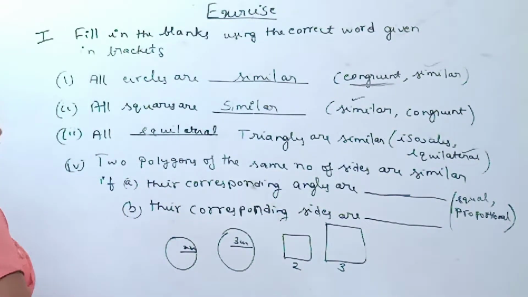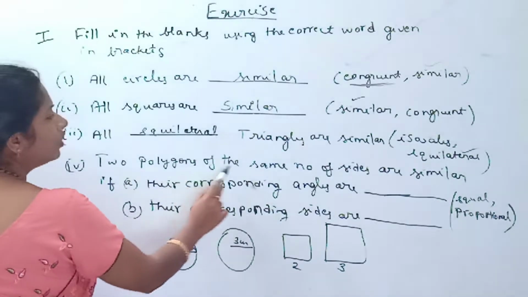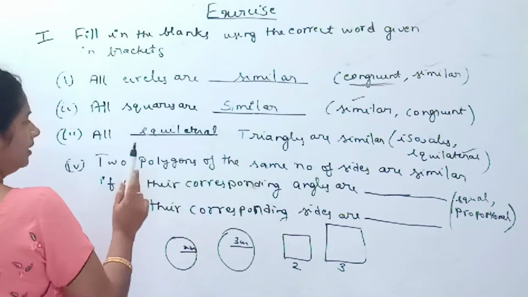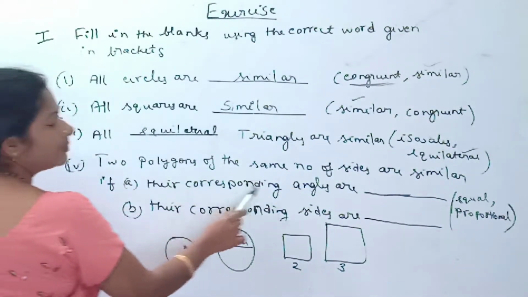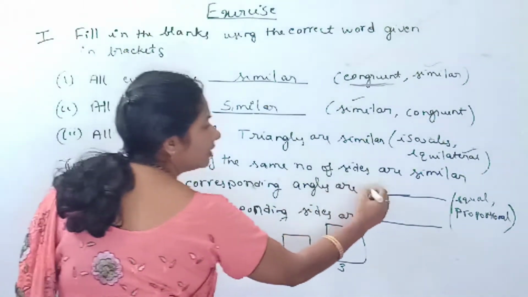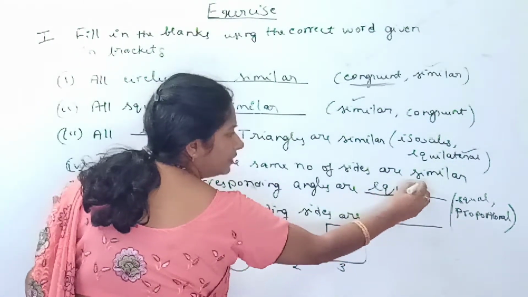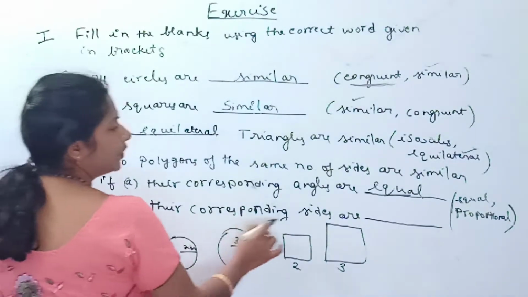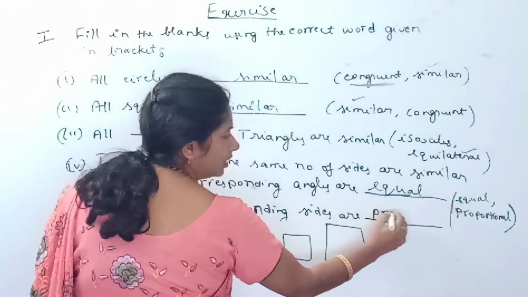triangles. Coming to the fourth question, two polygons of the same number of sides are similar if their corresponding angles are equal. This definition we have already learned, and their corresponding sides are proportional.